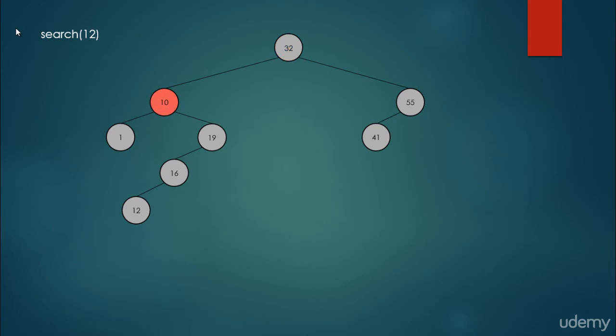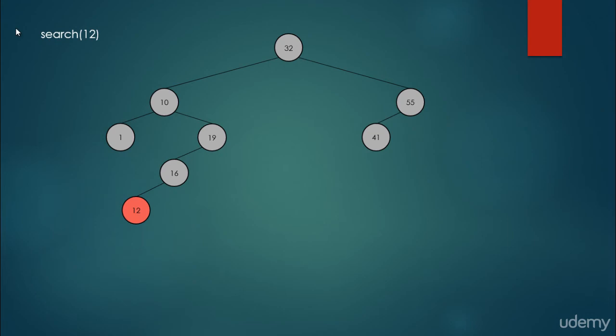The 12 is greater than the given node, so we go to the right subtree. Then 12 is less than 19, so we go to the left. It's less than 16, so we go to the left. And this is the node we are looking for. So we have managed to find what we are looking for, but this is a splay tree, so we have to make the splaying on every search.